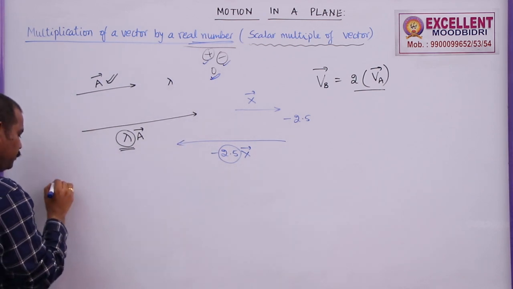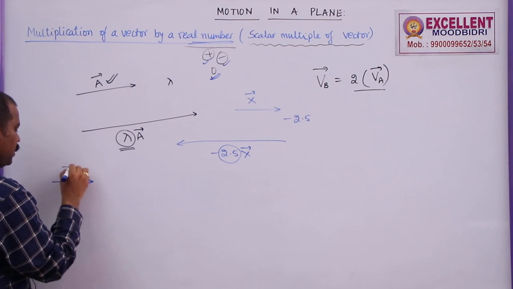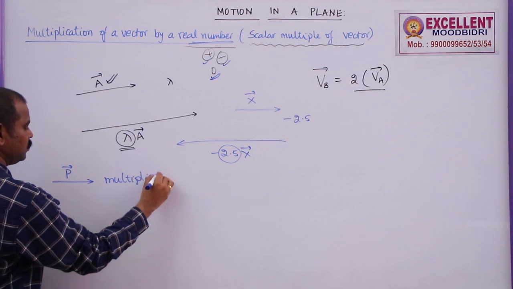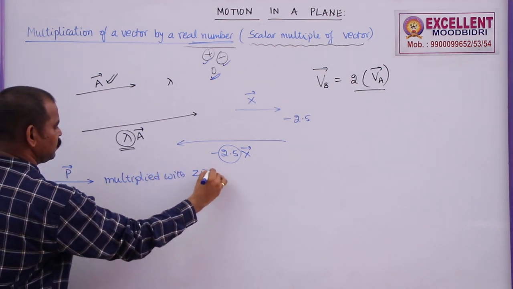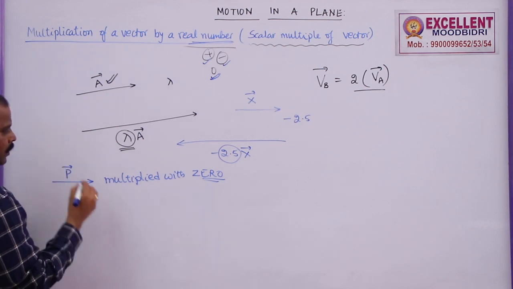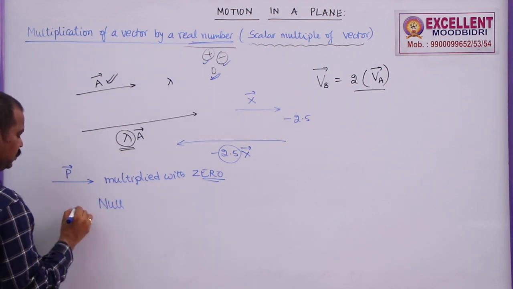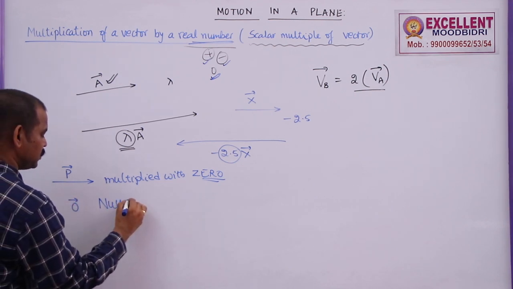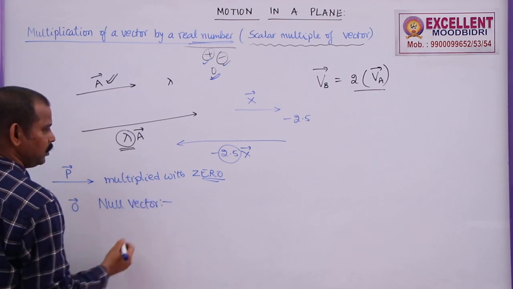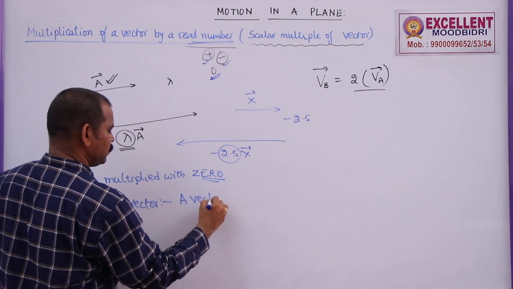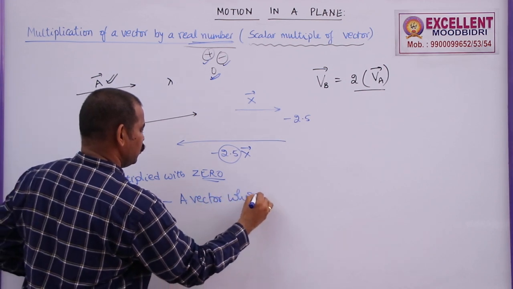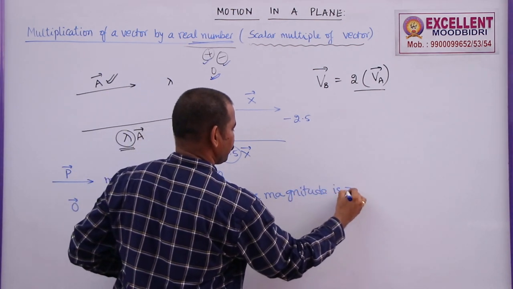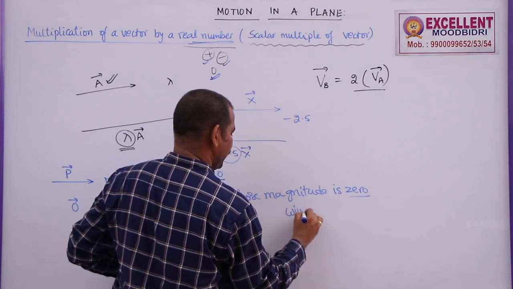Now, suppose if you take a vector p bar and when it is multiplied with 0, the new vector will be a null vector. That means, you will get 0 only, 0 bar. So, you cannot show any magnitude here because it has no magnitude. This vector is called a null vector or zero vector. So, what is a null vector? A vector whose magnitude is 0 with an arbitrary direction.